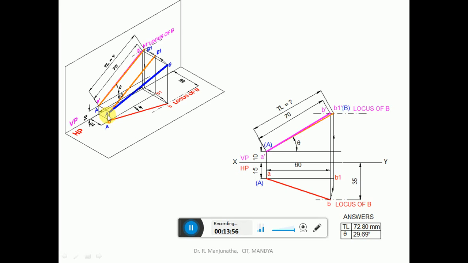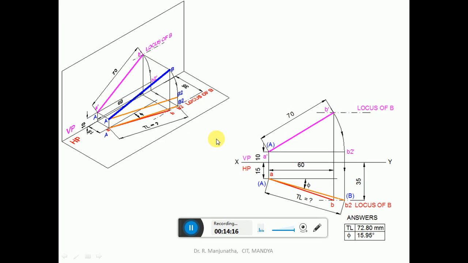That means we are rotating the top view point. So we are rotating the line which is in space when it is made parallel. So the image is going to be traced here. Since this line is parallel, when it is projected, you can see this is parallel to VP. Since it is parallel to VP, you are getting the true length here. So this is the inclination.